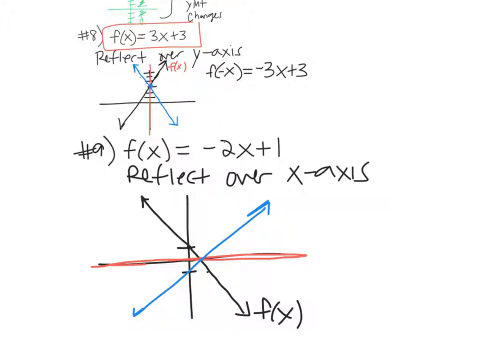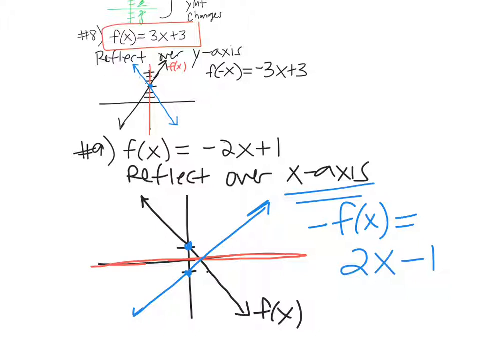Well, guess what changed? Everything. The slope is now positive, and the y-intercept, which was here at positive 1, is now negative 1. So when you reflect over the x-axis, you do negative f of x. The whole thing changes. You do the opposite of the entire thing, which would be 2x minus 1. So that's a huge difference. Over the y-axis, only the slope changed, but over the x-axis, the entire thing becomes the opposite. And you can see that visually.